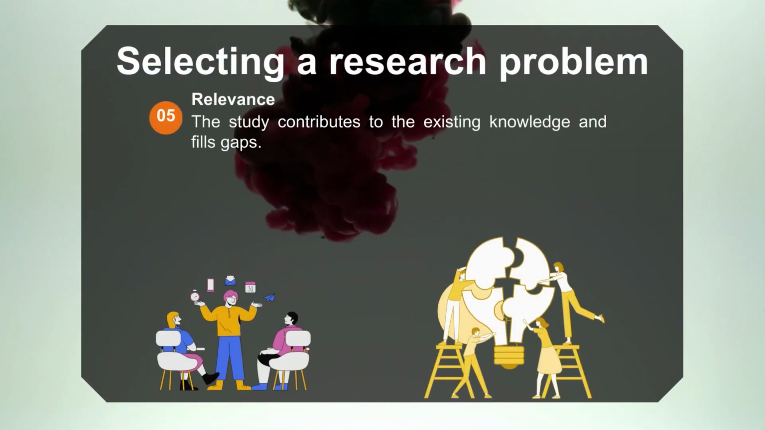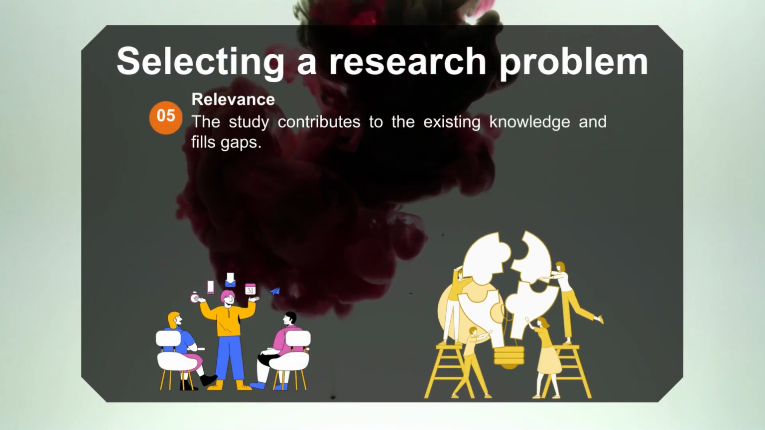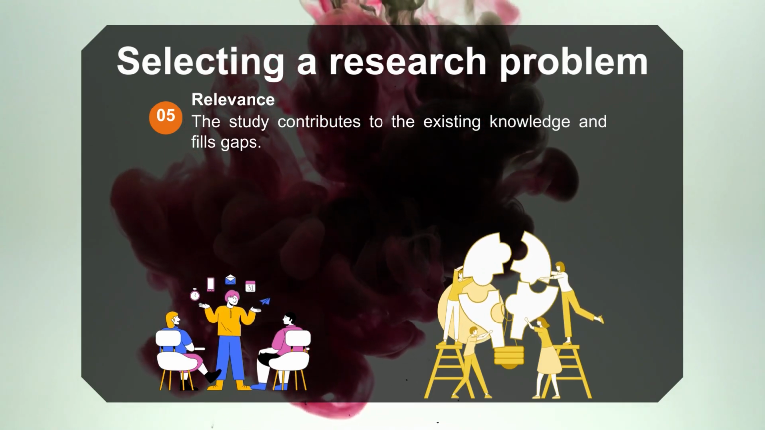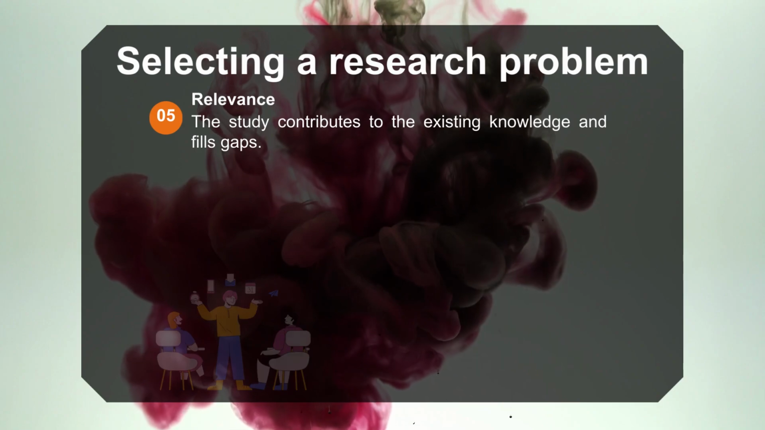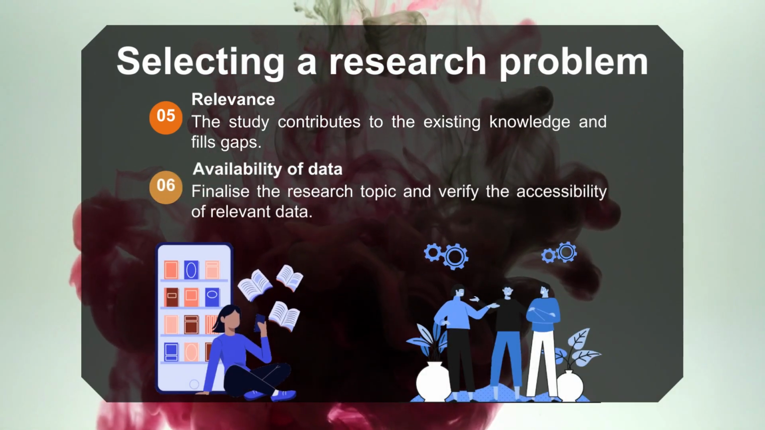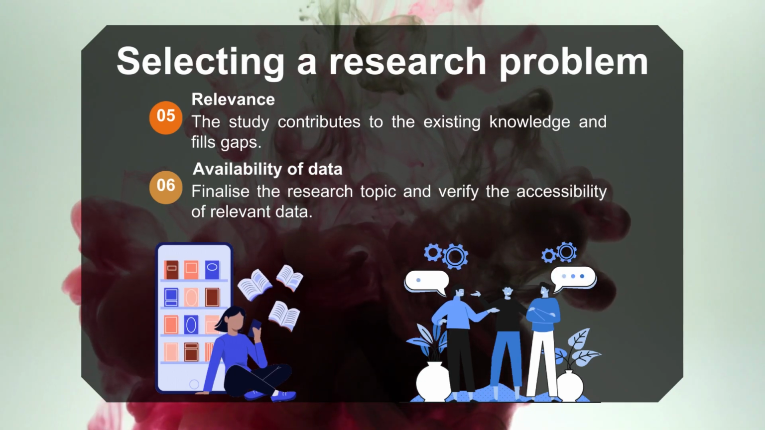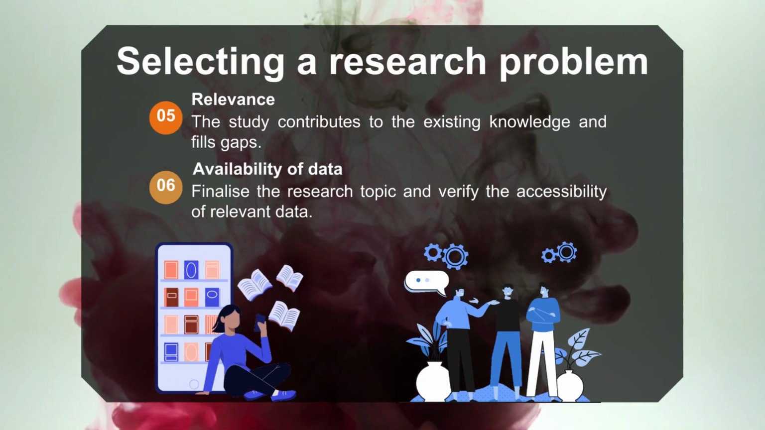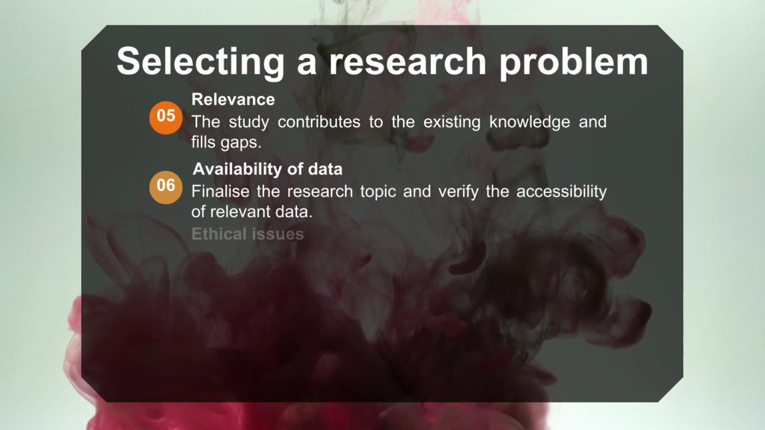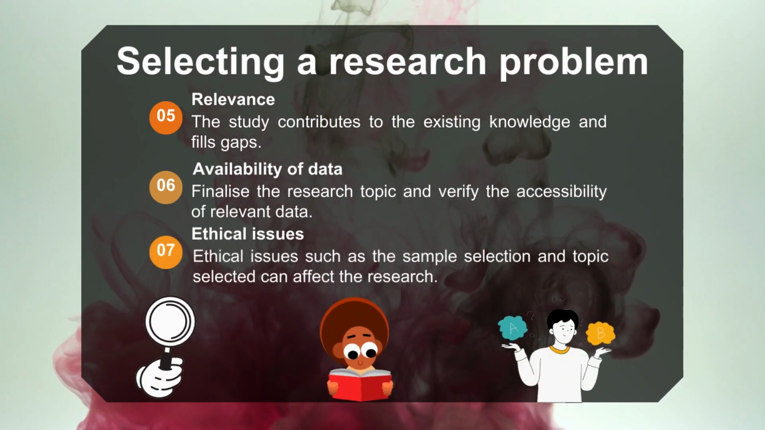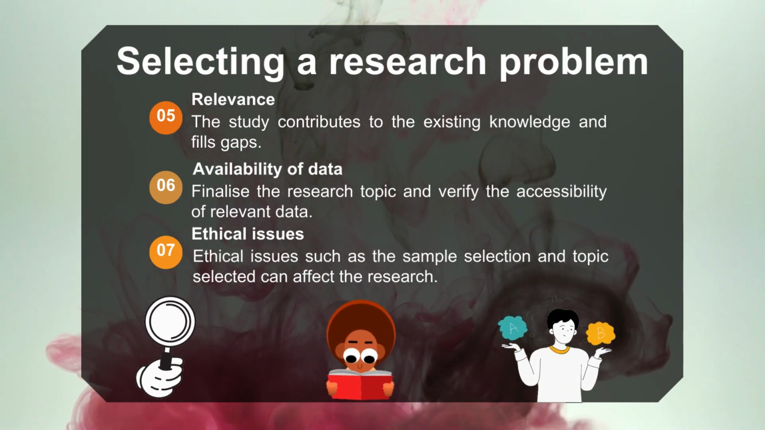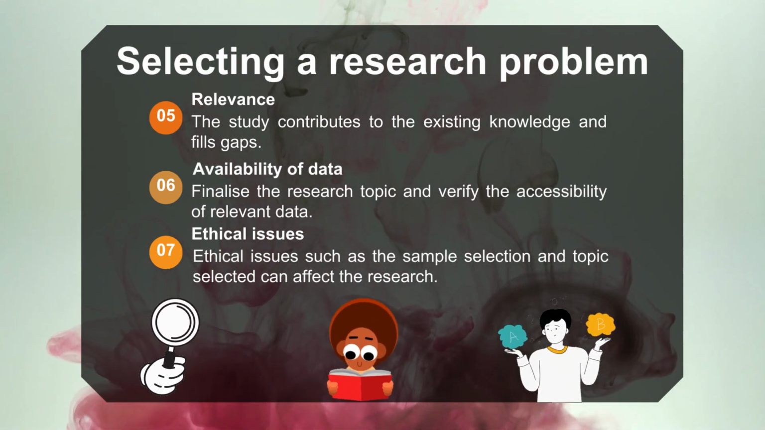Fifth, relevance. As a researcher, you need to ensure that your study contributes to existing knowledge, fills gaps, and provides valuable policy information. Sixth, availability of data. As a researcher, you need to verify the accessibility of relevant data before finalizing the topic, for example, secondary data obtained through a literature review. Finally, ethical issues. As a researcher, you need to consider the ethical issues that can affect your studies, such as sample selection and topic selection.